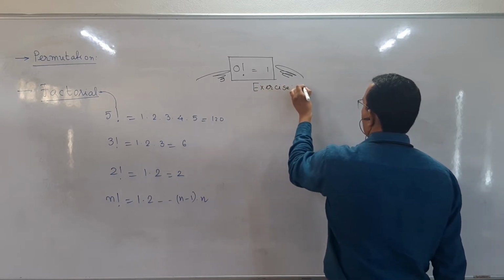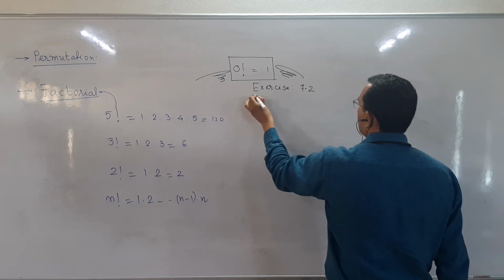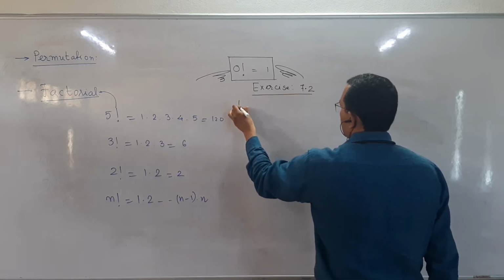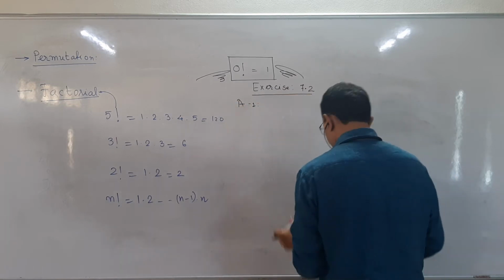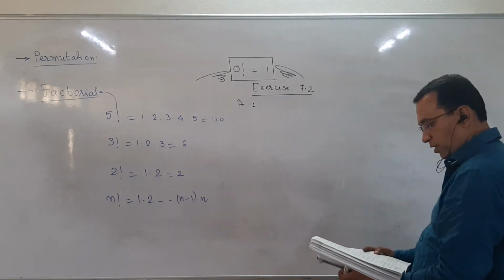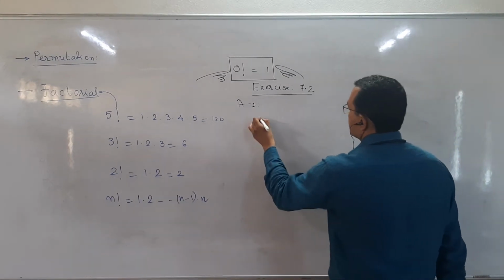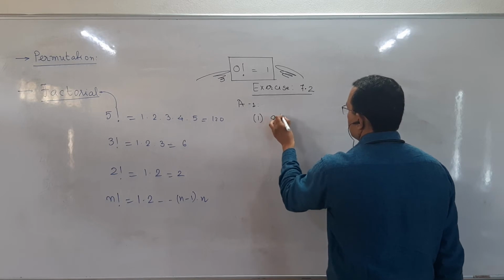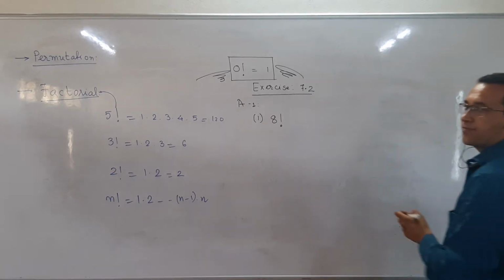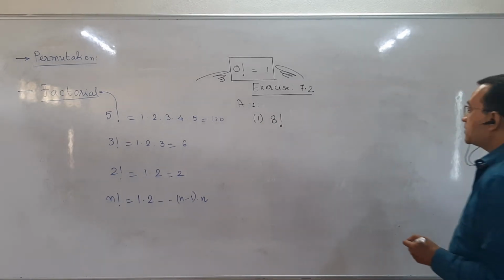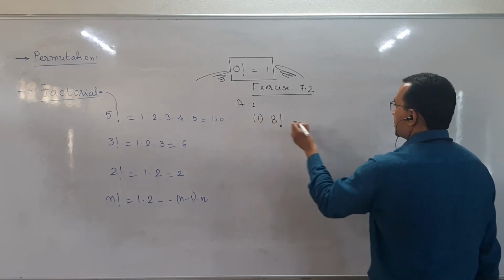It is a very simple exercise. Answer 1. Evaluate the following. Find the value of that. The first part is 8 factorial. So 8 factorial. Students, product I can write in any order.